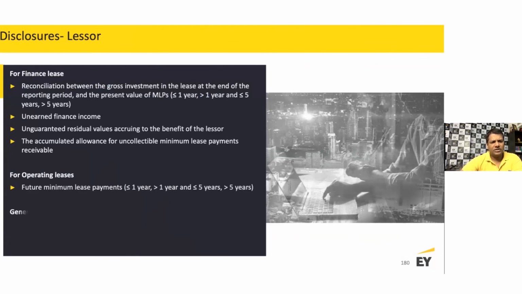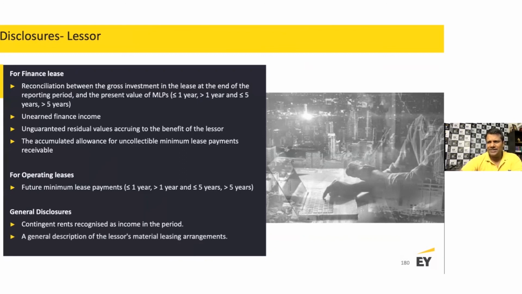Again, additional disclosures for my operating leases, and the contingent rent, which also is recognized, that also needs to be separately disclosed. Essentially, this will come in a variable model, right? And the description of the lessor's material leasing arrangement, all of that. So lots of disclosures, lot of disclosures. Essentially, all the substantive features, the terms, amounts, all of that needs to be disclosed.